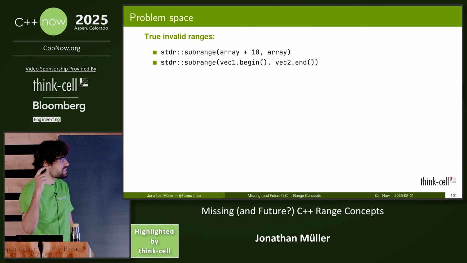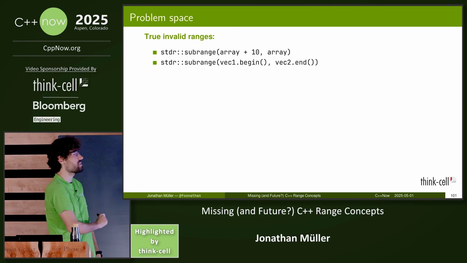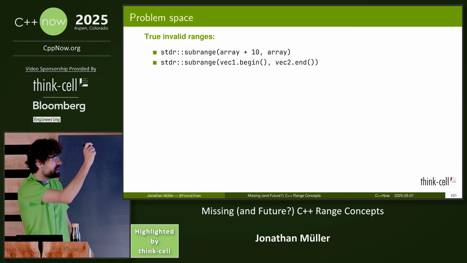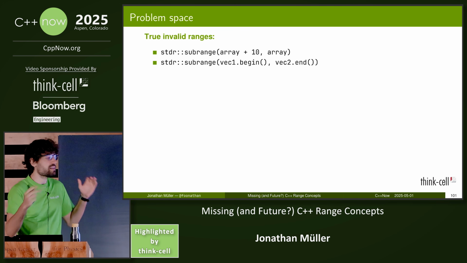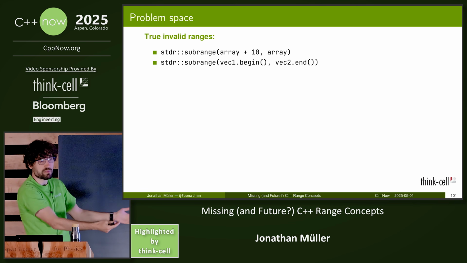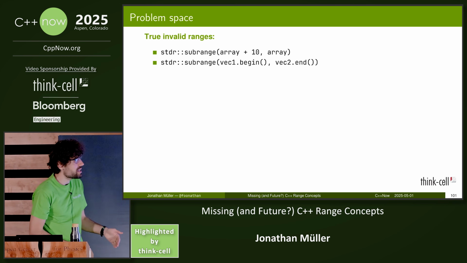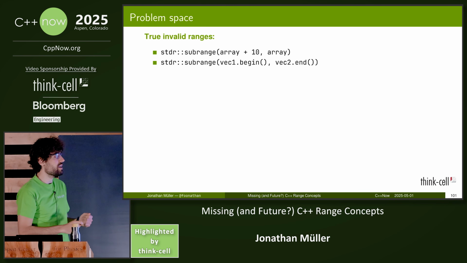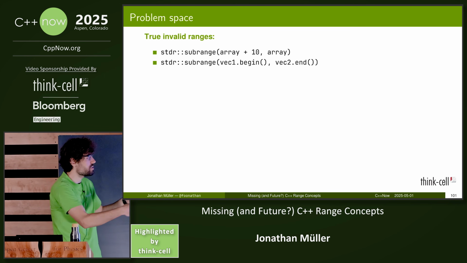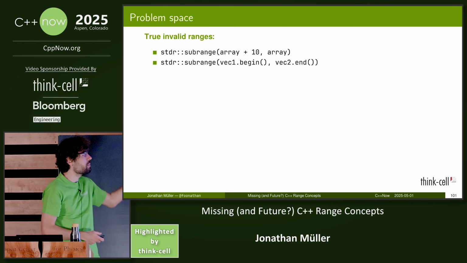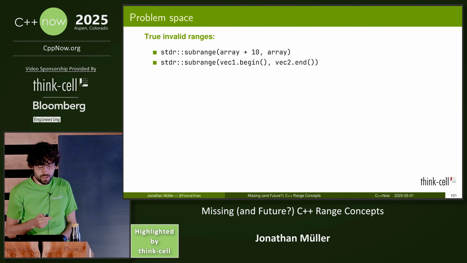The problem space is we've got truly invalid ranges. If you do a subrange of array plus 10 and array, that is an invalid range, and using that one should be undefined behavior. Similarly, if you do vec1.begin and vec2.end for two different vectors, that is undefined behavior. We want to give implementations the ability to diagnose them, so these ones should be undefined. So these are truly invalid.